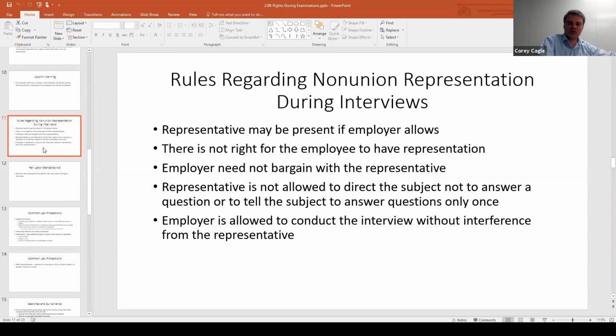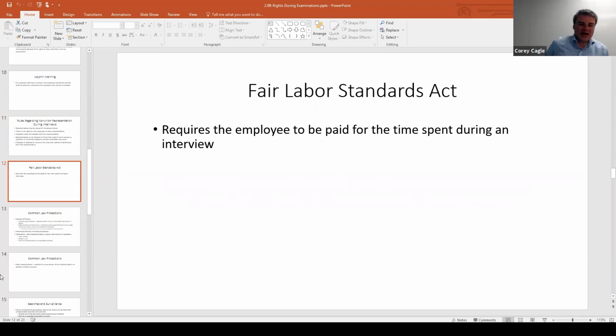The representative is not allowed to direct the subject not to answer a question, or to tell them to answer a question only once. The employer is allowed to conduct the interview without interference. So, in a nutshell, with non-union representation you don't have a whole lot of rights. The Fair Labor Standards Act requires the employee to be paid for time spent during an interview.